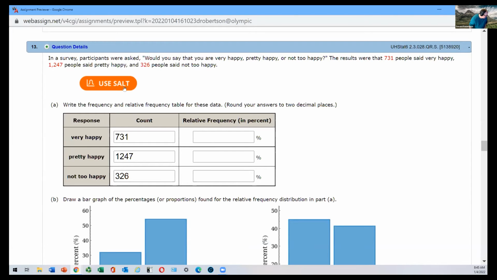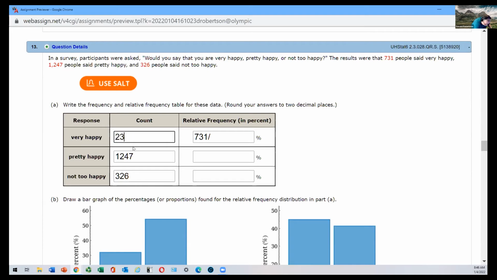Now, we need to get those guys. Let's just take one of them, for example. If I want to find the relative frequency, it's 731 divided by, well, unless I've missed it, won't we have to add these together because they never wrote it down anywhere. So I'm just going to hit some buttons and hopefully I'll get that right away. So it's 731, then another 1247, and then another 326, and I get 2304.